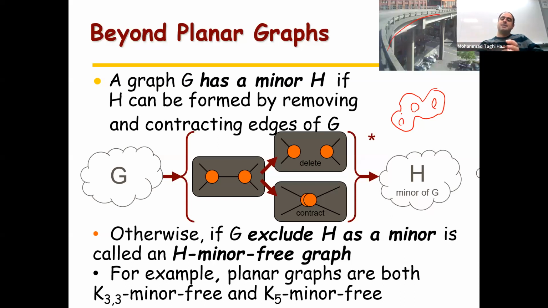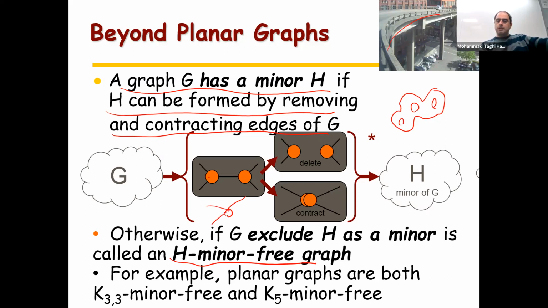And more general than that is the concept of H-minor-free graphs for a constant H. So a graph G has a minor H if H can be formed by removing and contracting edges of G. So consider this G. You can do one of these operations. You consider each edge, you can either delete it or you can contract it. Contract means take these 2 vertices and make them 1 vertex, and any edge attached to one of them, you will just keep. So you will also remove multiple edges. If this guy also has something like this, then you only keep one of these edges.